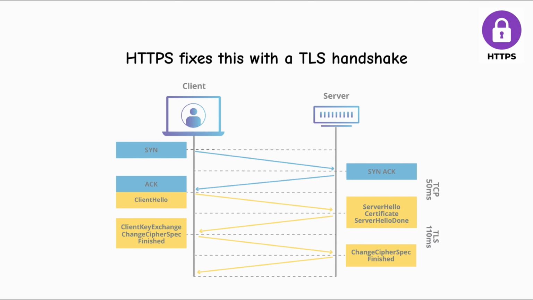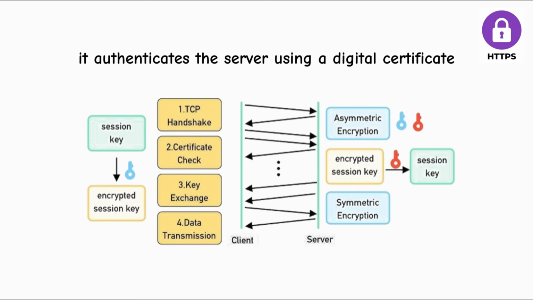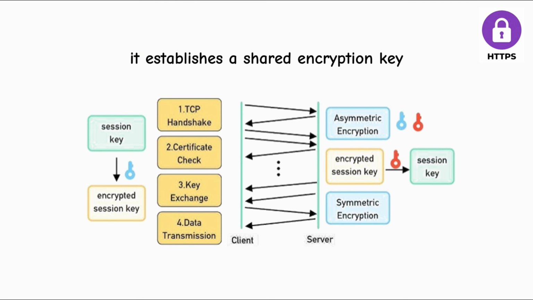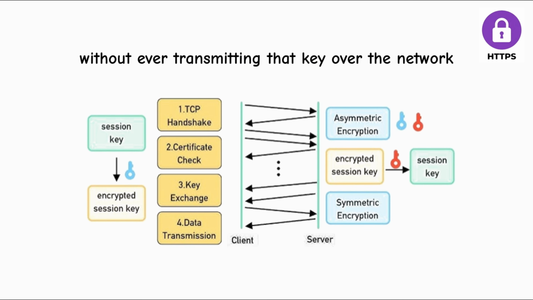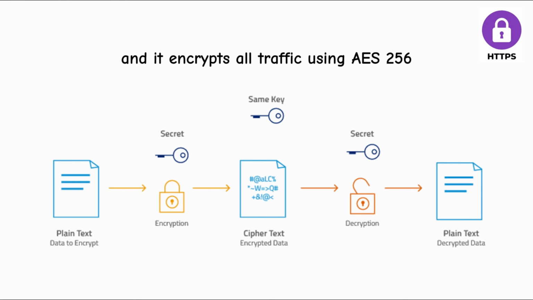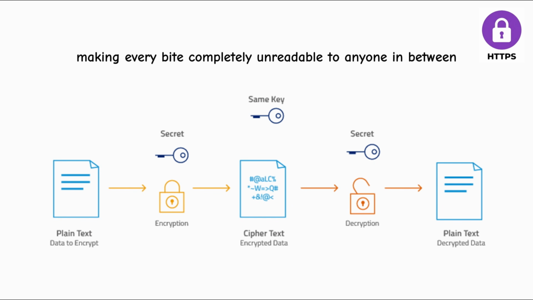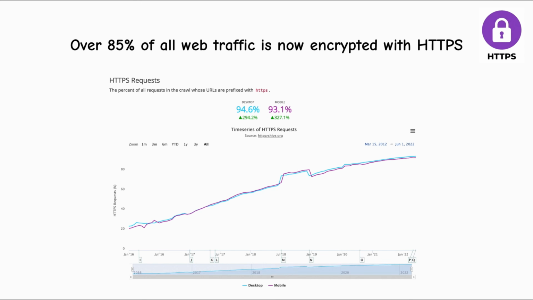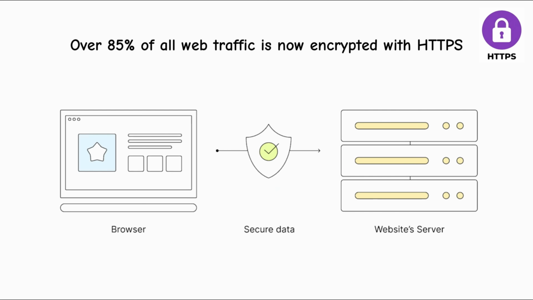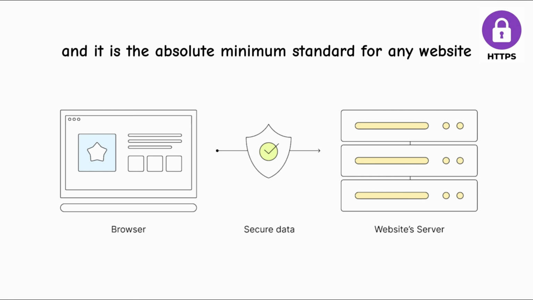HTTPS fixes this with a TLS handshake that does three things. It authenticates the server using a digital certificate. It establishes a shared encryption key between your browser and the server without ever transmitting that key over the network. And it encrypts all traffic using AES 256, making every byte completely unreadable to anyone in between. Over 85% of all web traffic is now encrypted with HTTPS, and it is the absolute minimum standard for any website handling user data.